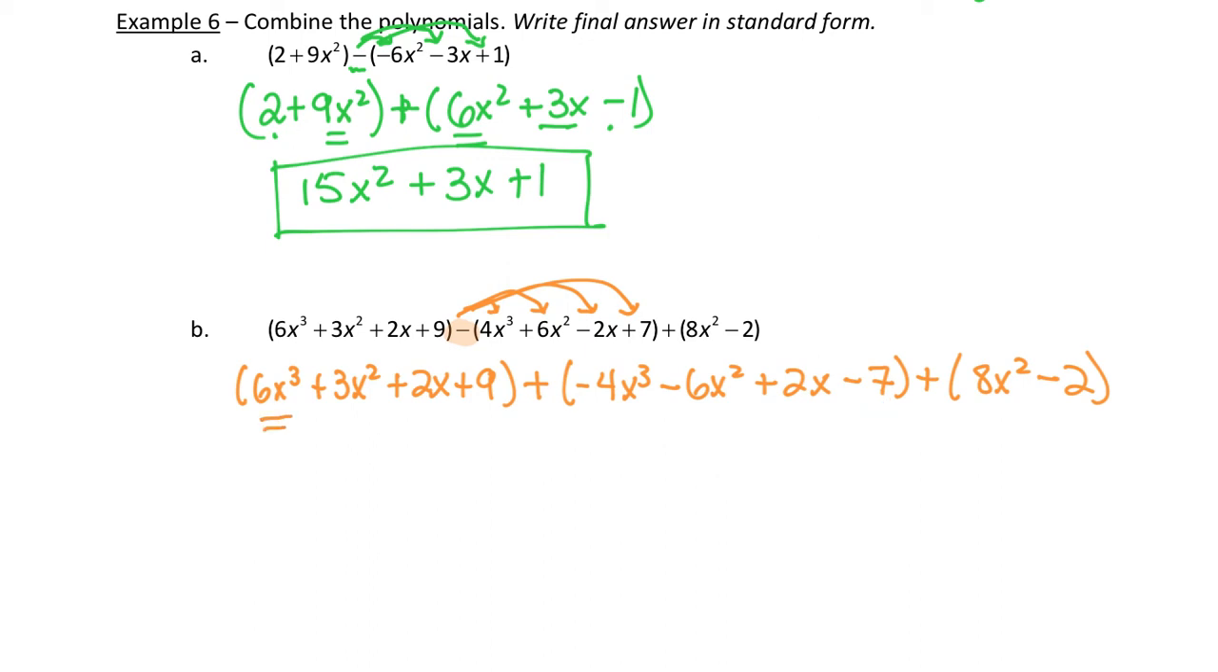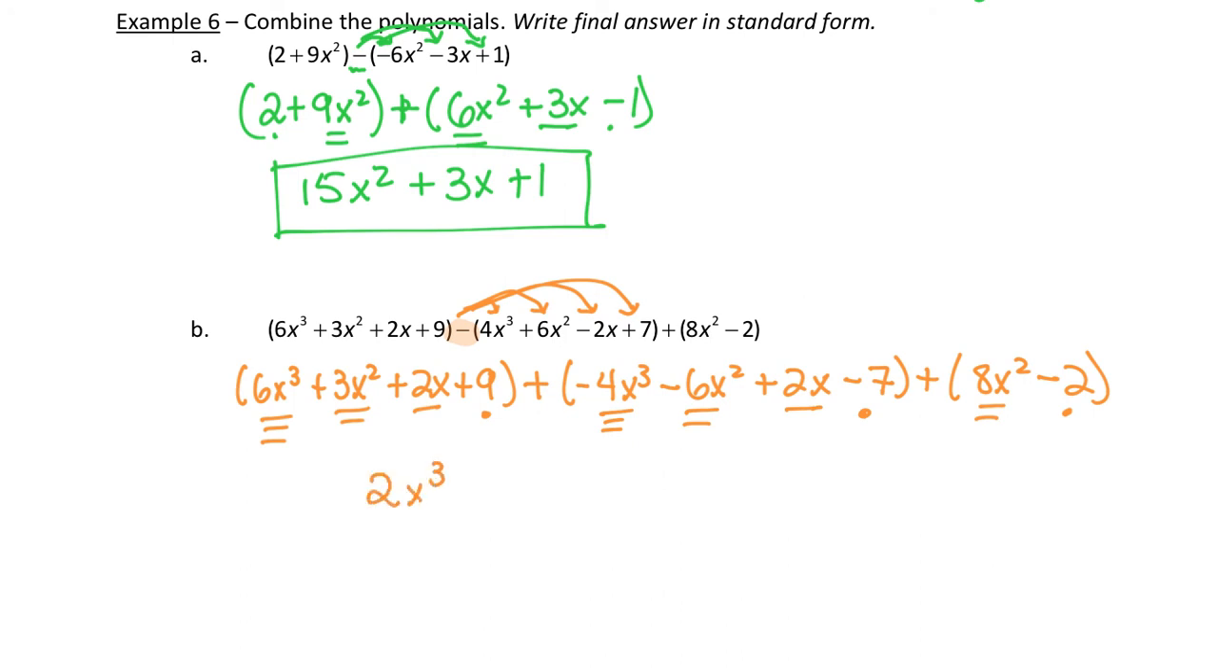Now I'm ready to identify my like terms. So that one's cubed, this one's squared, first degree, constant. Cubed, squared, linear, or first degree, constant. Squared, and a constant. And now I can start matching them. I'm not going to rearrange them all this time. I'm just going to do them in my head. So here's what I'm saying. I'm going to take this 6x cubed minus 4x cubed, so that's 2x cubed. And there's no other x cubed, so I'm just going to write that down.